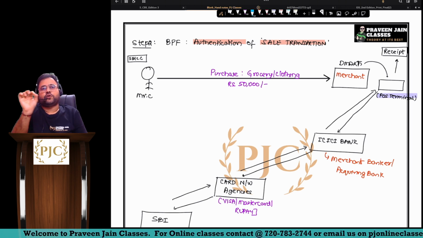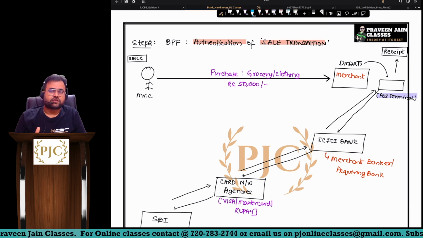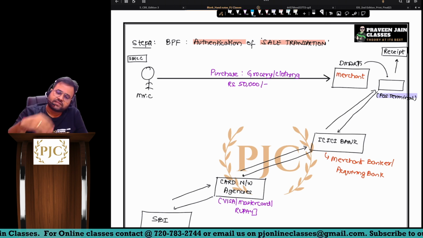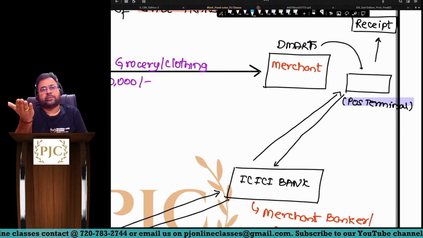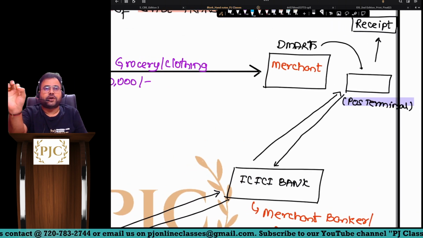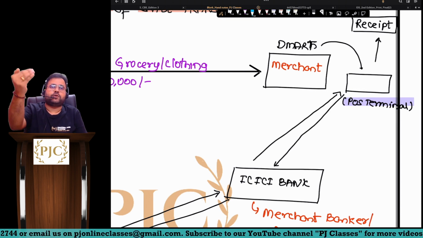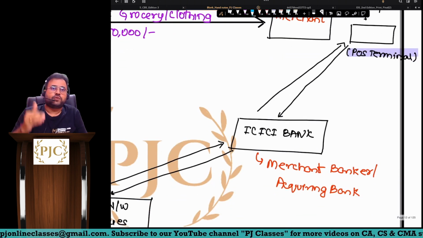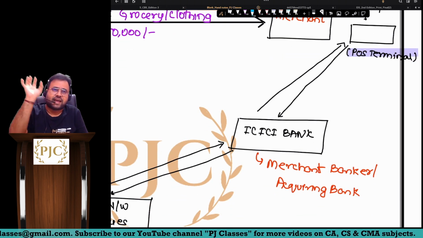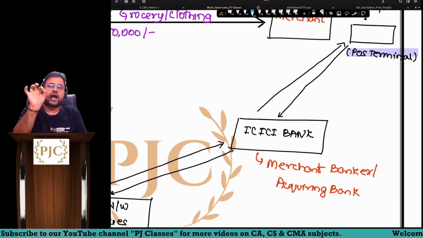Now he is going to the merchant and swiping the card, sir. He has purchased 50,000 worth of goods. When DMart swipes the card, obviously they will have a swiping machine. That swiping machine in technical language is called a point of sale terminal. Obviously this point of sale terminal might have been given to DMart by some banker. So his banker will be issuing that machine, sir. For example, that is ICICI Bank. So ICICI Bank here is called the merchant's banker or acquiring bank, sir.